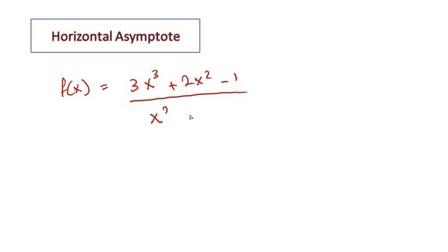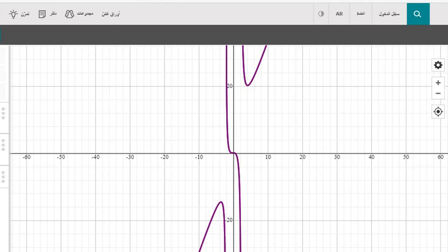Now what is the horizontal asymptote for f of x equals 3x cubed plus 2x squared minus 1 over x squared minus 5? As you see here, the degree of the numerator is 3, while the degree of the denominator is 2. Again, we take the leading terms. This is 3x cubed, and this is x squared. If we divide these, we get 3x. As you see here, there are no horizontal asymptotes for this graph, because the degree of the numerator is greater than the degree of the denominator.